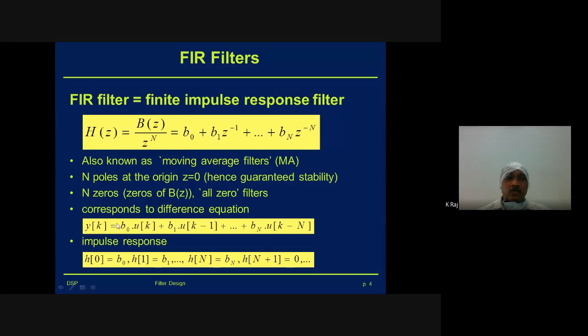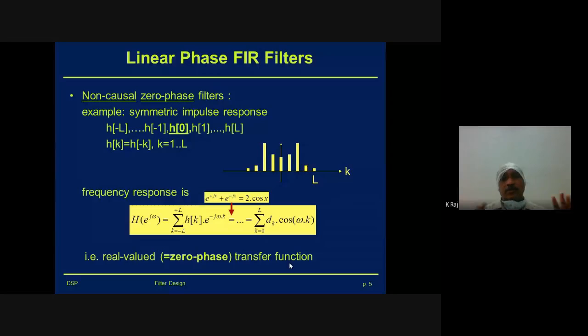So it corresponds to a difference equation, that is y(k) will become b0 x(k), where x is the input, plus b1 x(k-1), and so on up to the last coefficient, that is bn x(k-n). Here the impulse response of this FIR filter will become the coefficients, that is b0 will become h0, and h1 will become b1, and hn will become bn, and for hn+1 and beyond, these values will become 0. So this is a summary of the FIR filter which we have discussed so far.